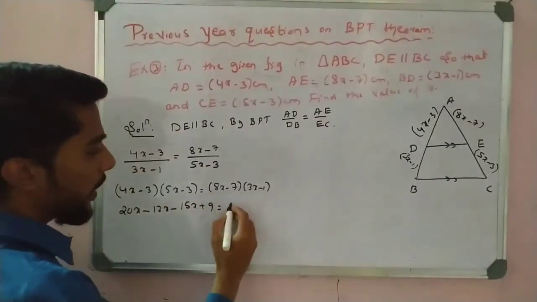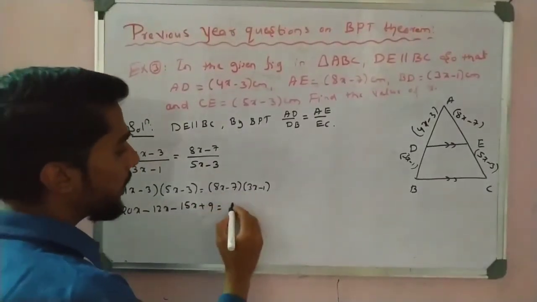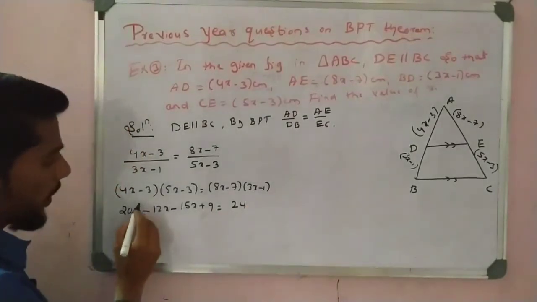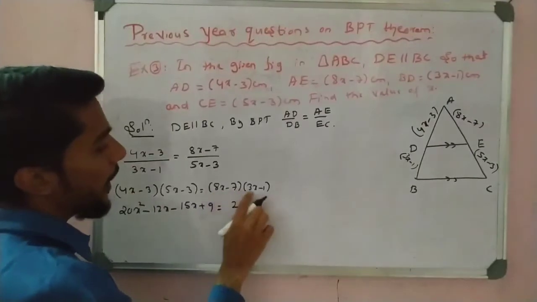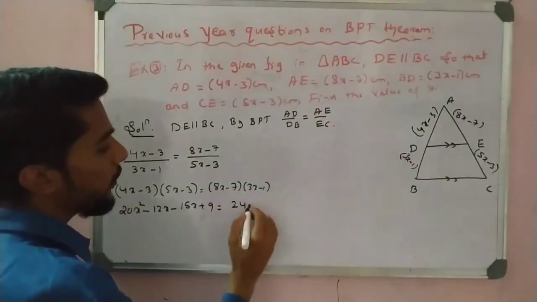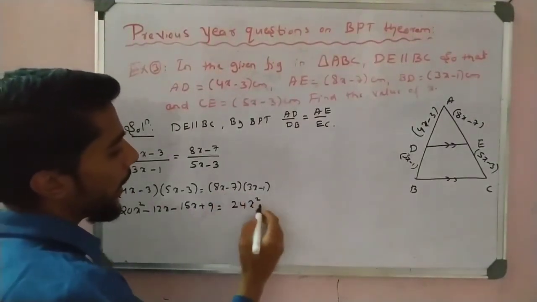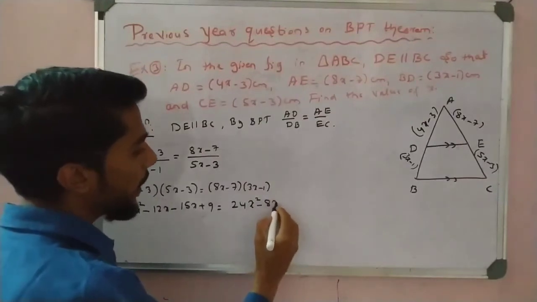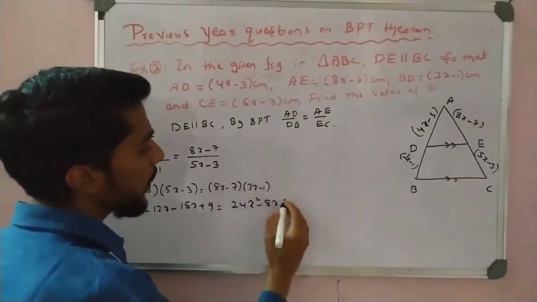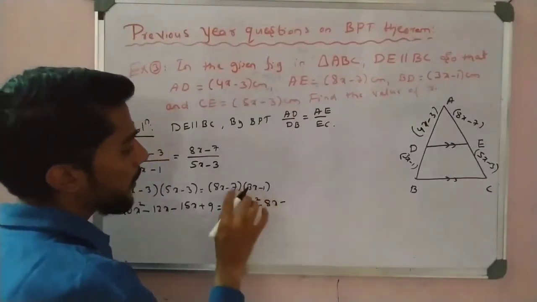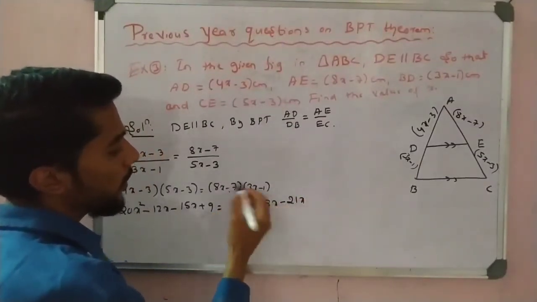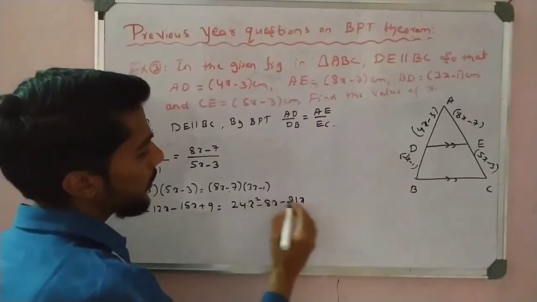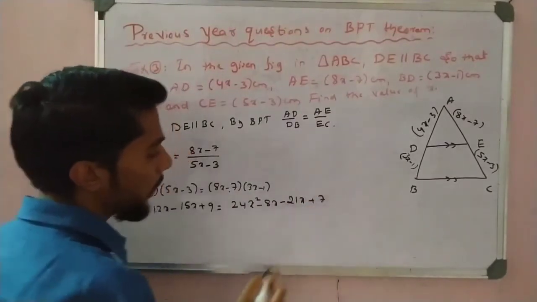So now this side, same as first, 8 into 3 is 24. Oh wait, 20x square, sorry, 20x square. Now this is 8 into 3, 24x square. Now 8 into minus 1 is minus 8x. Now 7 into 3, that is minus 21x, because minus 7 into 3 is 21x, then minus 7 into minus 1 is plus 7.